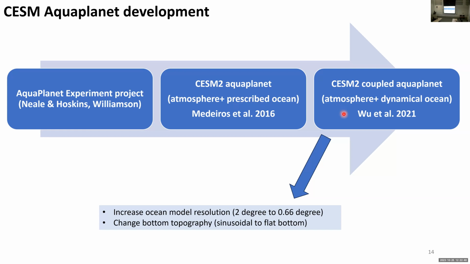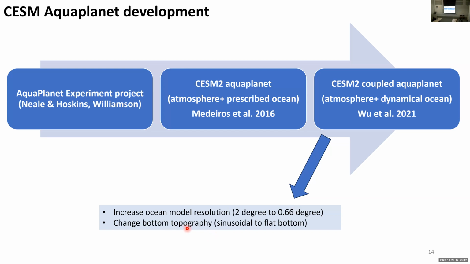In 2021, Wu, our previous lab member, developed a coupled climate model. It includes the dynamical ocean, so the ocean and atmosphere interact together and evolve with time. Our current work first increases the ocean model resolution from 2 degrees to 0.66 degree. This 0.66 degree is comparable to the comprehensive climate models now in the oceans.